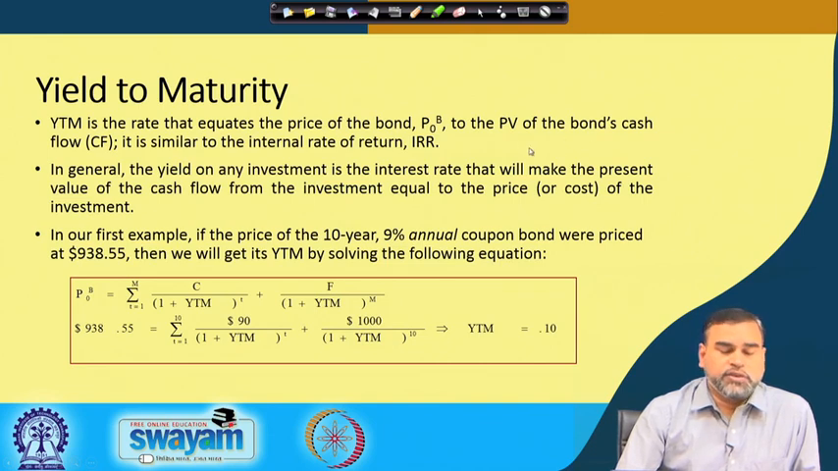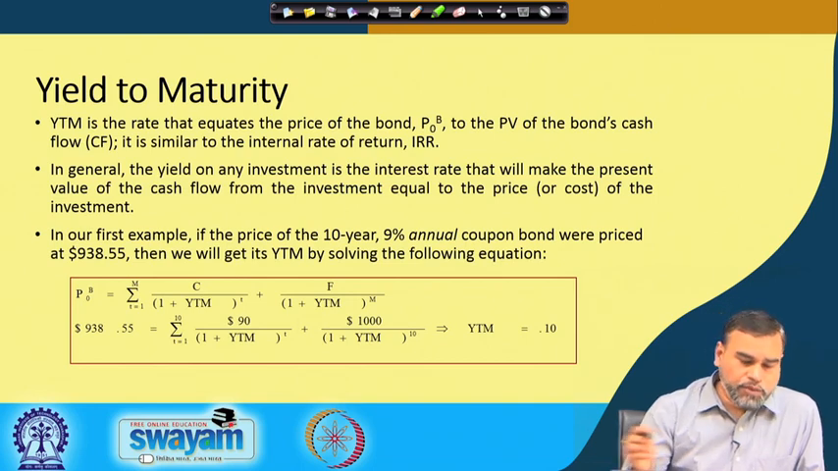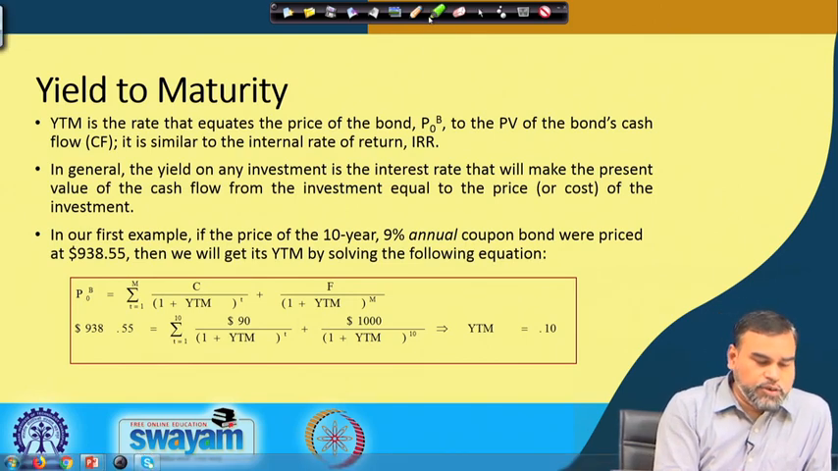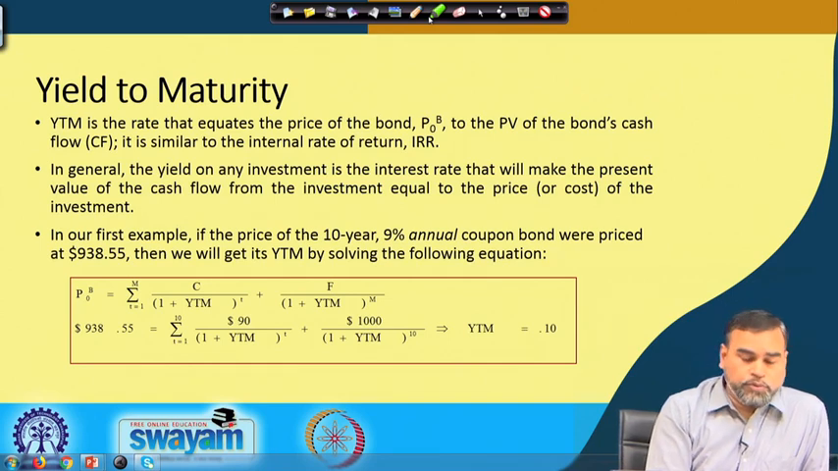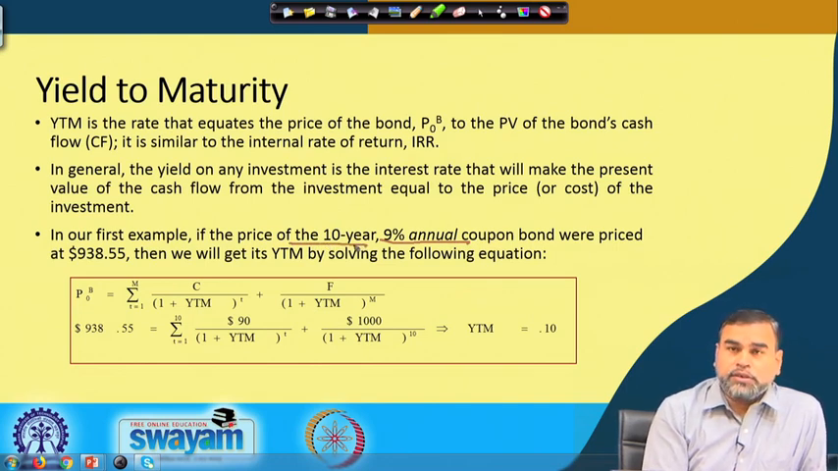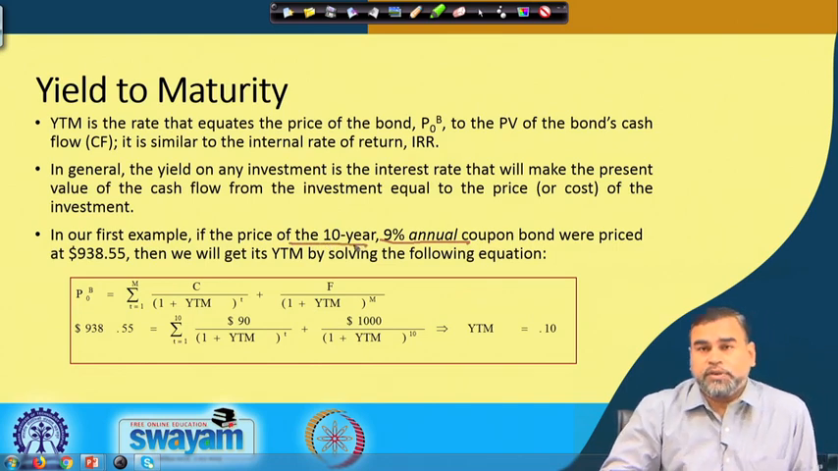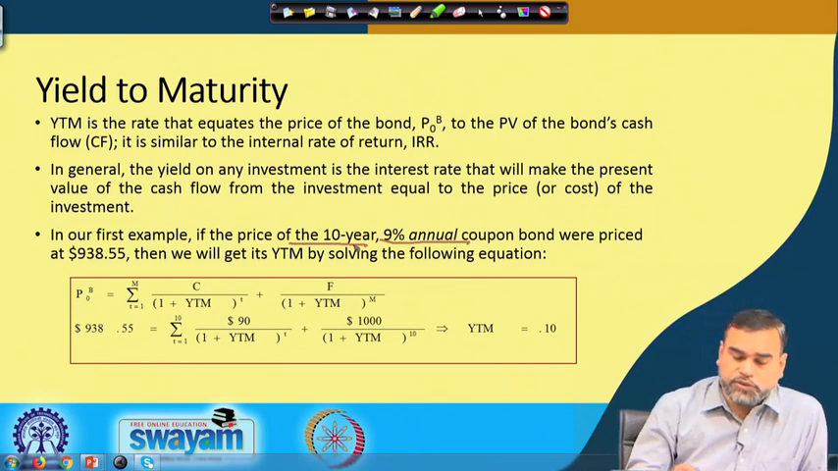In general, the yield of any investment is the interest rate that will make the present value of the cash flows from that investment equal to the price of the investment. If you go back to our previous example, we calculated using an annual coupon payment, where the coupon rate was 9% and the maturity period was 10 years, and the yield given, the required rate of return, was 10%.